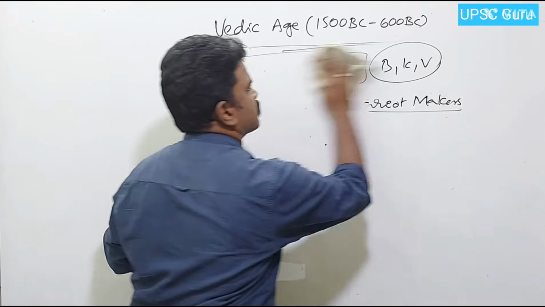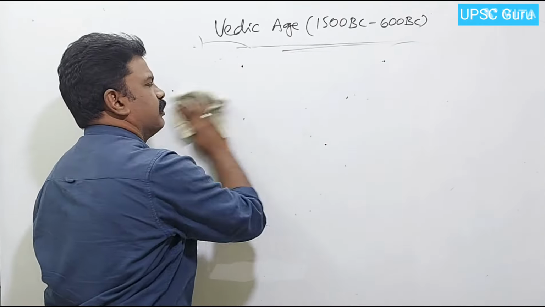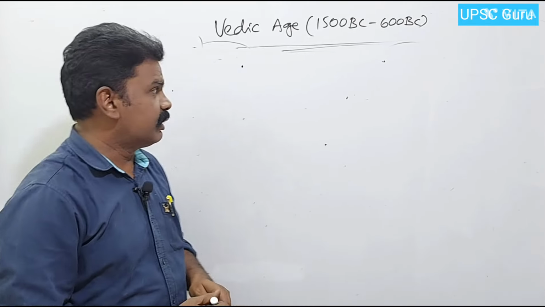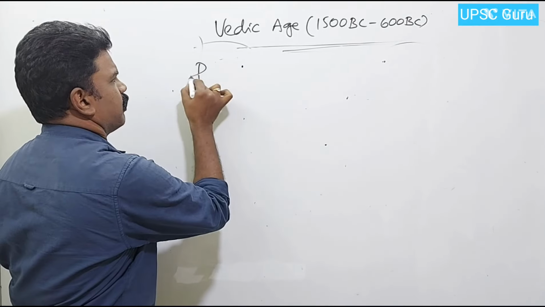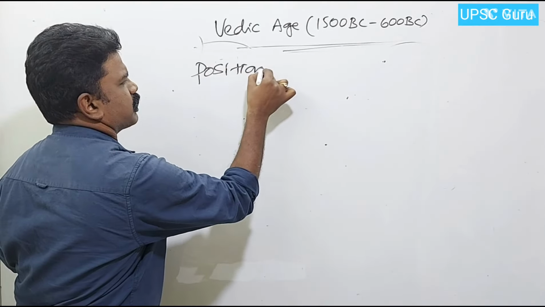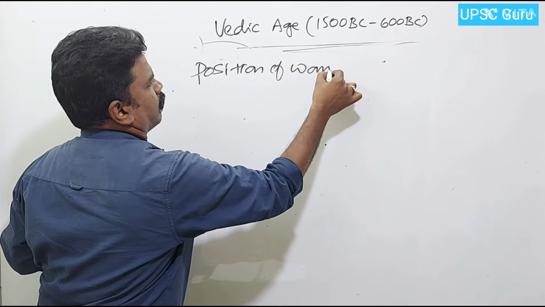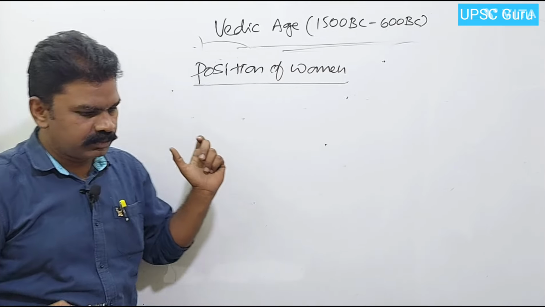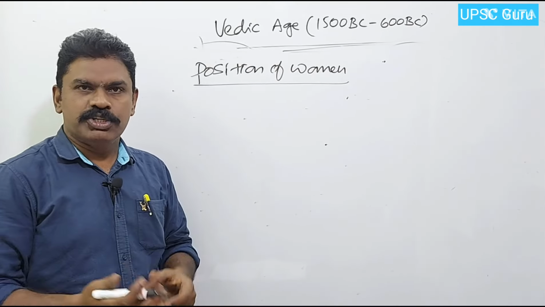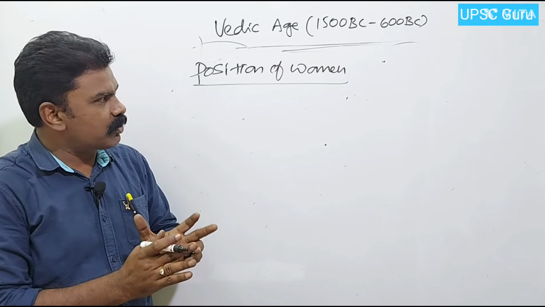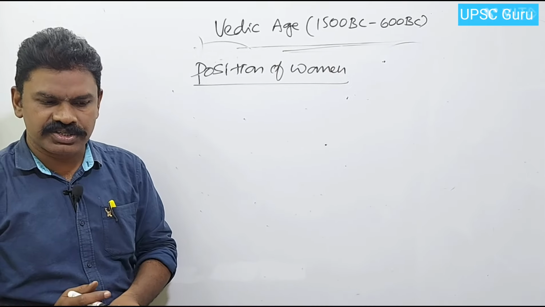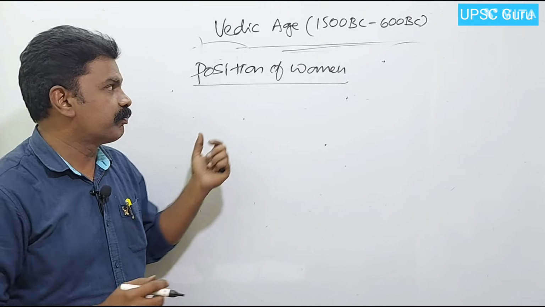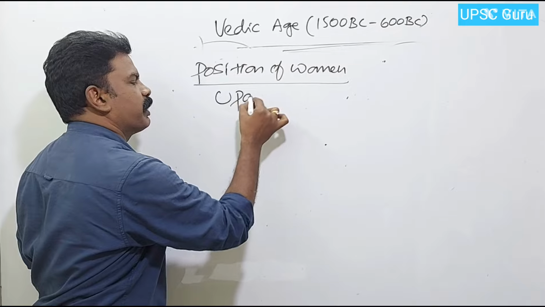So after this, coming to the position of women in later Vedic society, the position of women slowly started to change. It slowly started to worsen. They lost the right to the Upanayana ceremony.